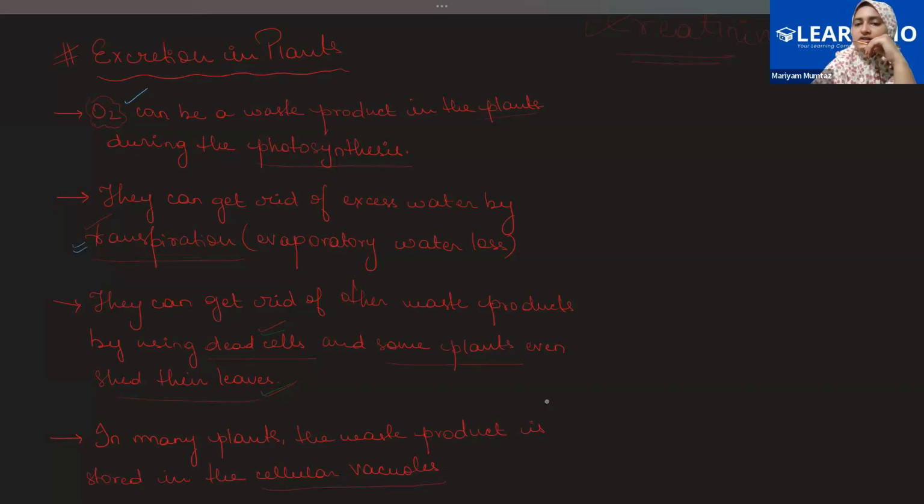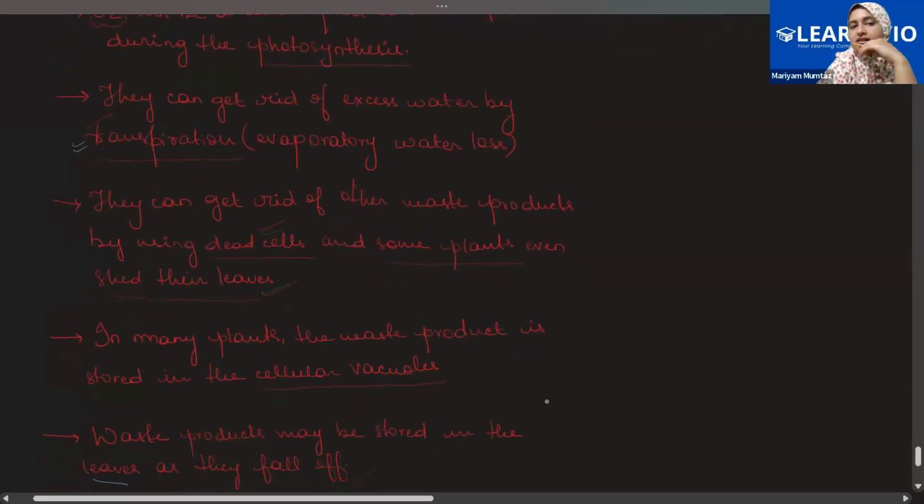Now, this oxygen is not utilized by the plant as a whole. They don't use it to do anything. Just a little bit of the oxygen is taken by them, but the rest of the oxygen made by the plants is not used by them. So that becomes a waste product for them. This is the first waste product as far as the plant is concerned.